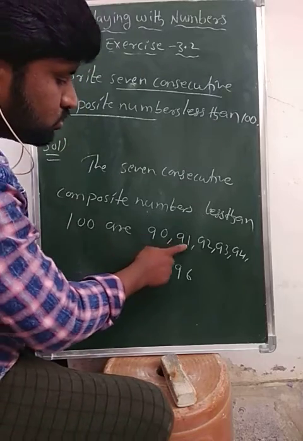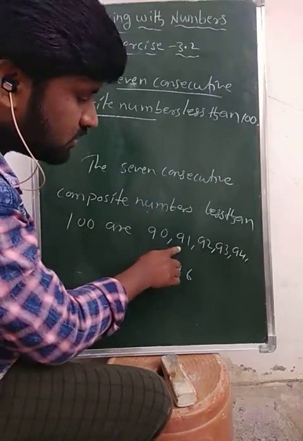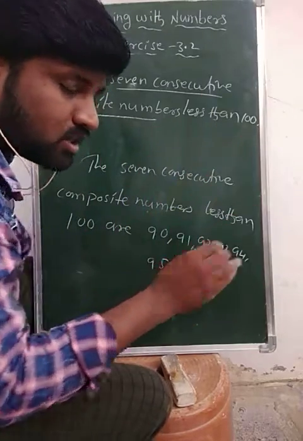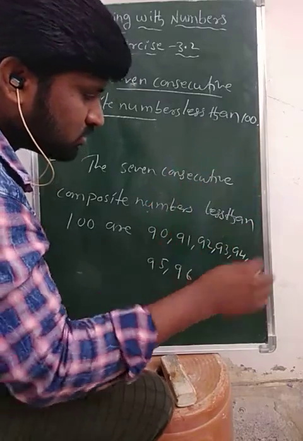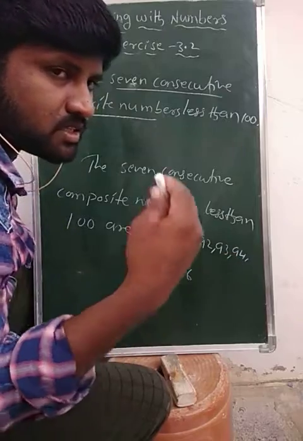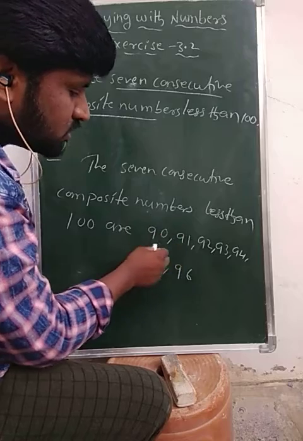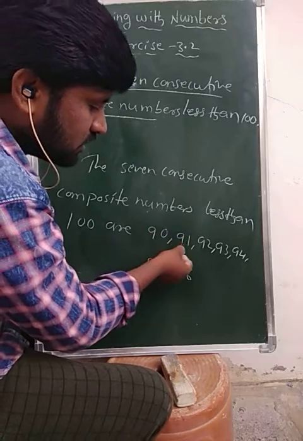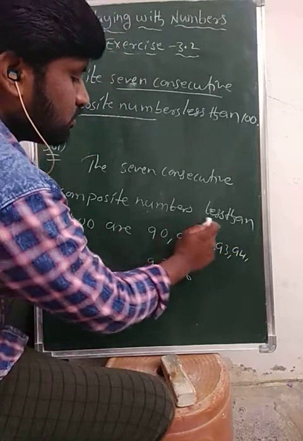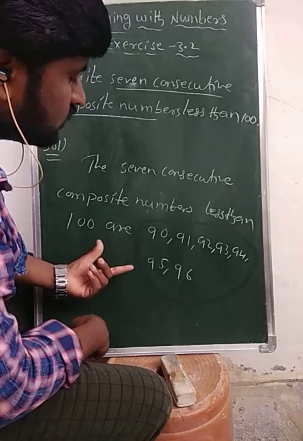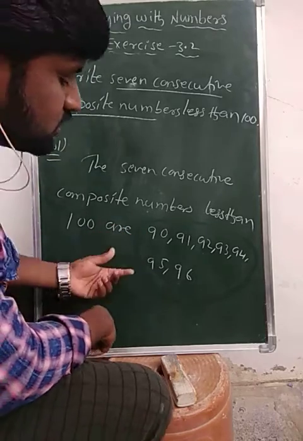You see, 1, 2, 3, 4, 5, 6, 7. 90 has more than 2 factors. 91 also has more than 2 factors. 92 also. 93 also has more than 2 factors. 94 also has more than 2 factors. Then 95, 96. Did any gap come in the numbers I wrote? No. 90, right after it 91, again 92, 93, 94, 95, 96. Totally 7 numbers. These are the 7 consecutive composite numbers less than 100. Okay, students? So this is the required answer.